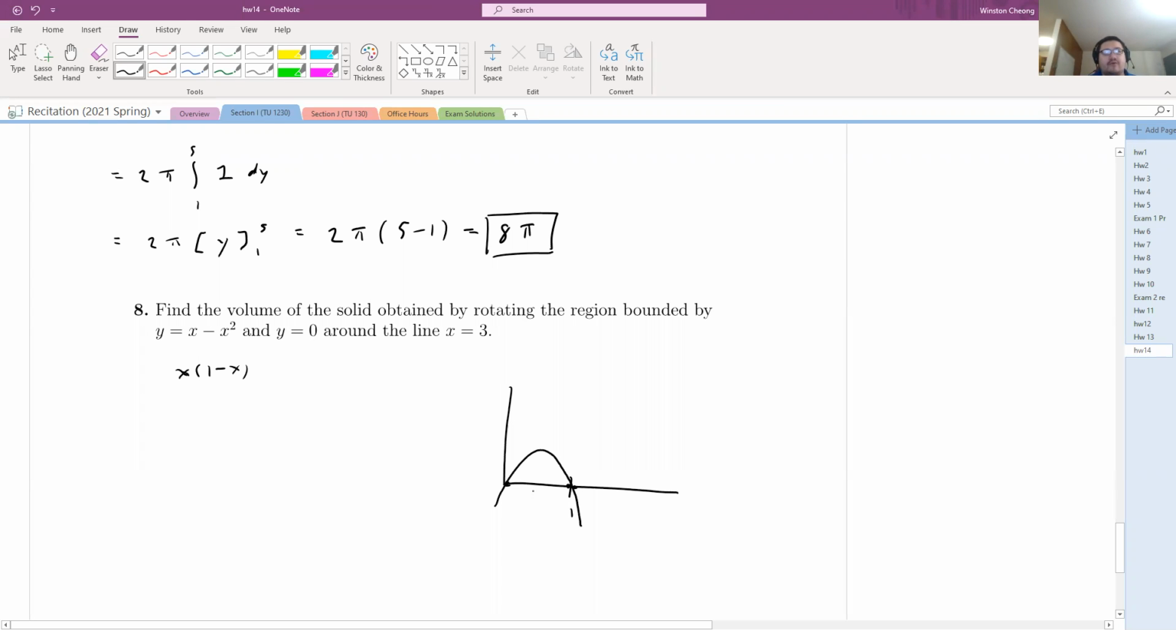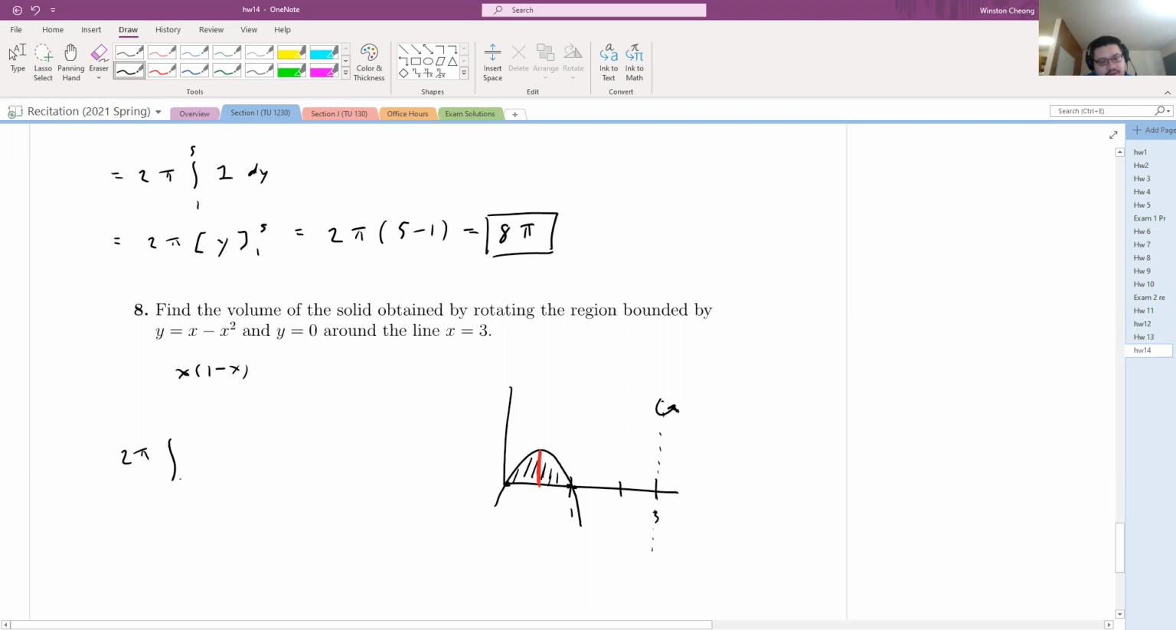So you have that, and then you have y equals 0. Okay, so that tells us that our region is this shaded portion. And now you want to revolve this around x equals 3. So that is here, and you want to revolve this about this line. The segment that you would pick should be this one, which then tells us that we're using the shell method.